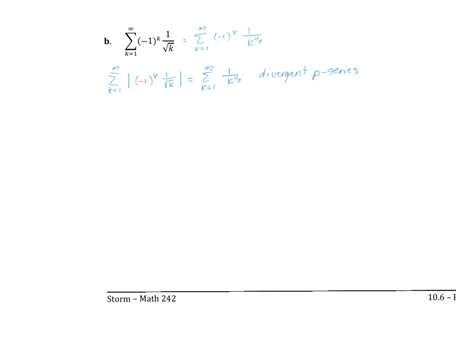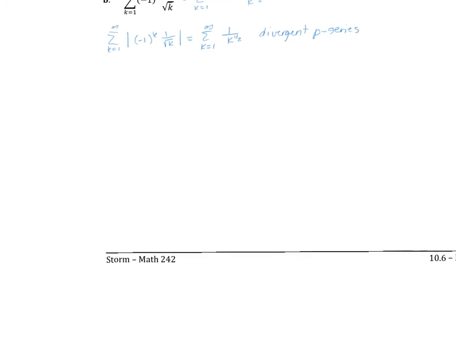So notice that the absolute value of this series diverges, but we have to be careful. The theorem does not state that if the absolute value diverges, then the series itself diverges. In the event that the absolute value of your series diverges, that means it could still converge conditionally. So the next step would be to check to see if the alternating series converges.